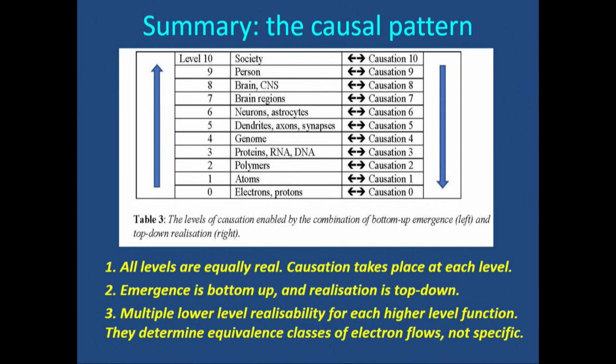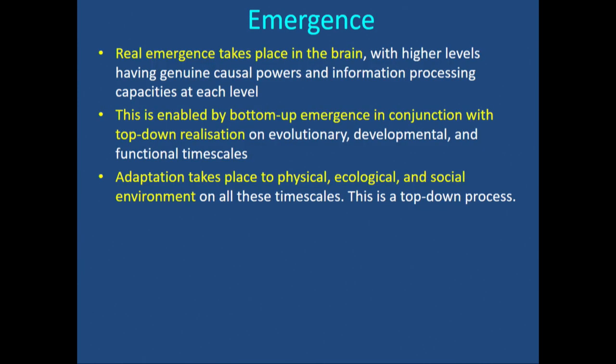An important feature, which I haven't had time to talk about, which is key to all of this: multiple lower-level realizability takes place for each higher-level function. The higher-level functions determine equivalence classes of electron flows, not specific electron flows, and that's a key feature of top-down causation. So real emergence takes place in the brain, with higher levels having genuine causal power and information processing capacities at each level. This is enabled by bottom-up emergence in conjunction with top-down realization on evolutionary development and functional timescales. Adaptation takes place to physical, ecological, and social environments on all these timescales, and that is a top-down process.